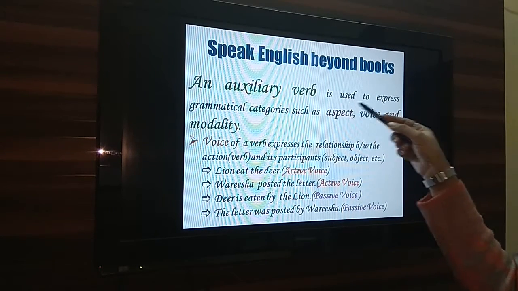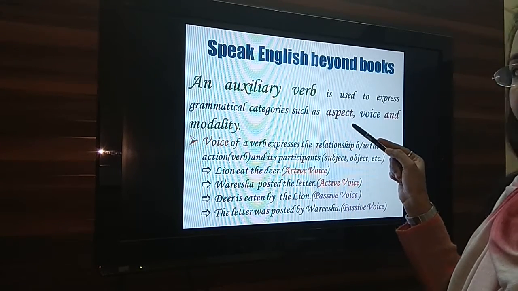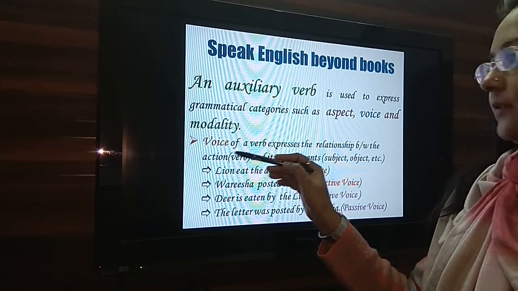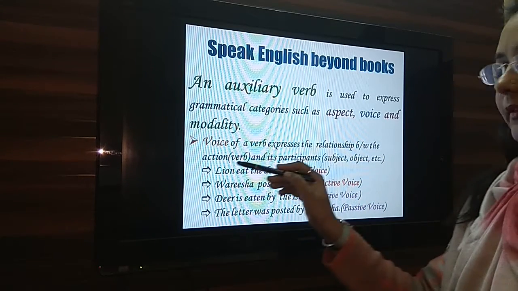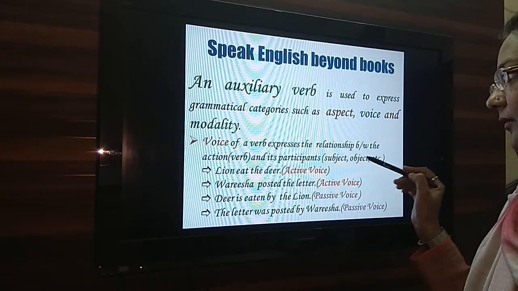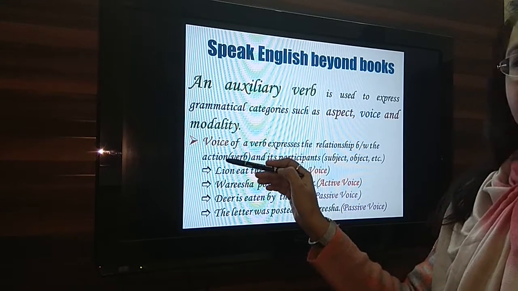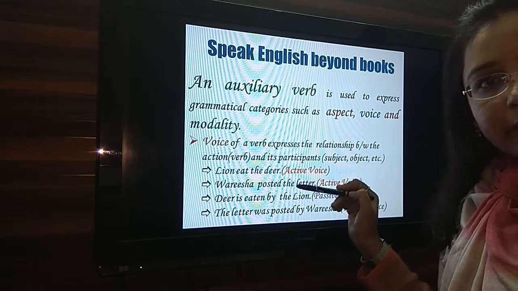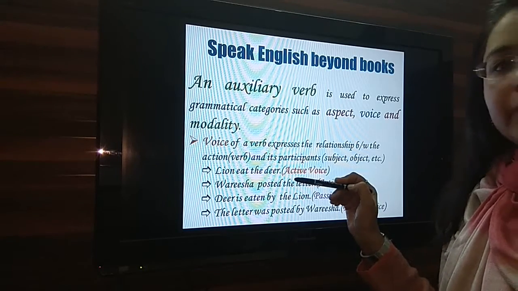An auxiliary verb is used to express grammatical categories such as aspect, voice, and modality. Now, what is voice? Voice of a verb expresses the relationship between the action verb and its participants, that is, subject, object, etc. If you want to learn about the types of verb or subject or object, I'm going to give the link in the description box below so that it will become quite clear to you.